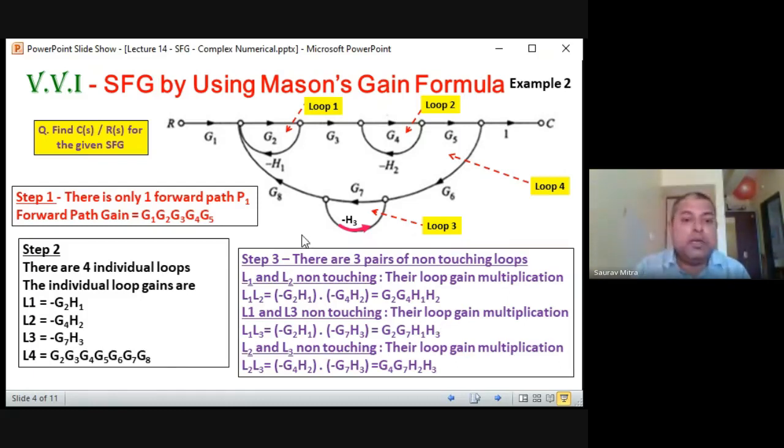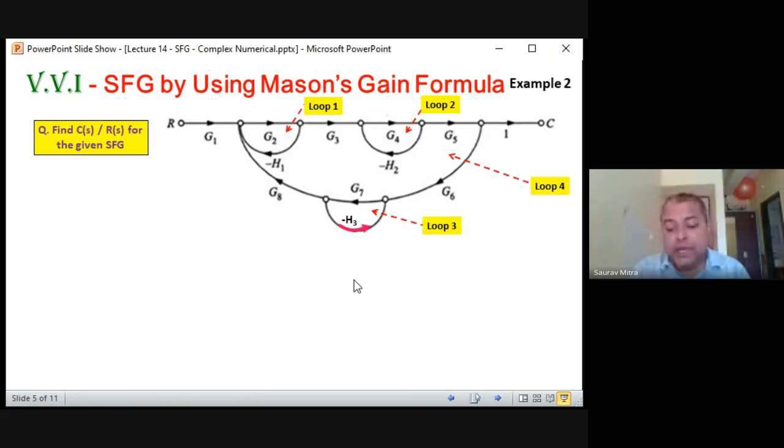Likewise, these things were common in the previous numerical. Also, we had found that there was one pair of non-touching loops. In this case, there are three pairs of non-touching loops. But there is nothing new in this case. Now in the next slide, whatever will come will be a new thing.